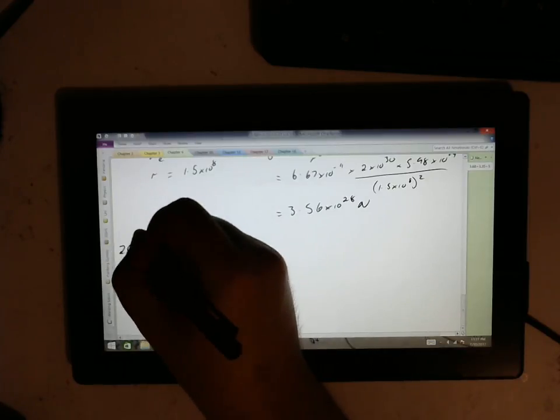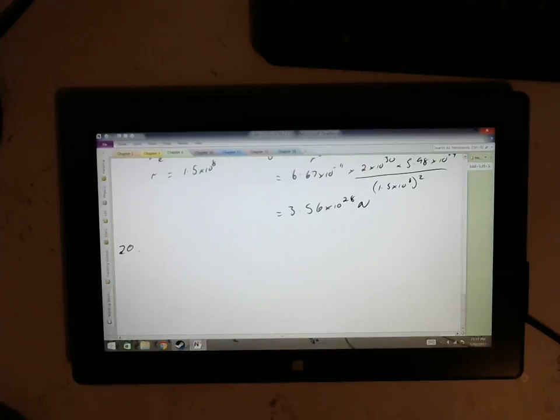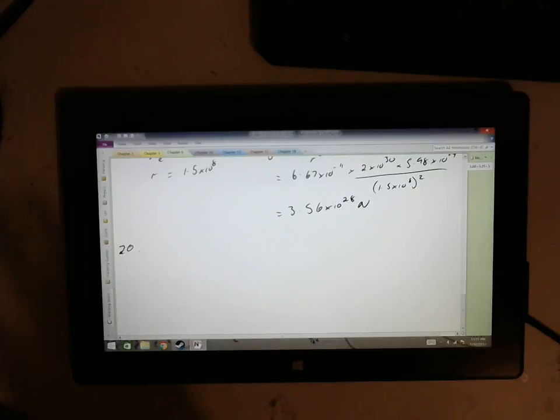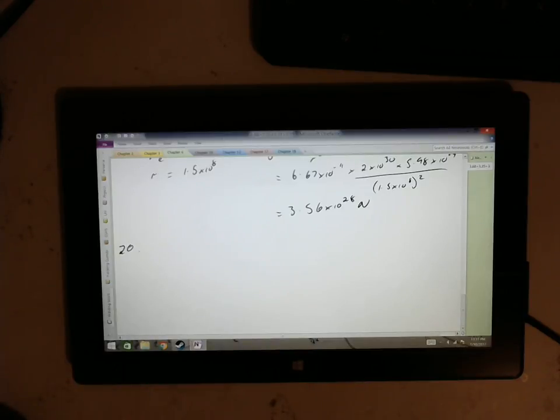Okay, question 20. A lot of context on this question, but it really just comes down to the same thing. Black holes are supermassive collapsed stars. Closest to anything is called the event horizon. Calculate the force acting on a 15-ton spacecraft, so that T stands for ton. Remember, a ton is 1,000 kilograms. At the event horizon of 30 kilometers from a black hole that has a mass equal to 10 times that of the sun.